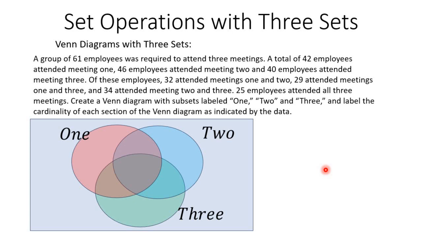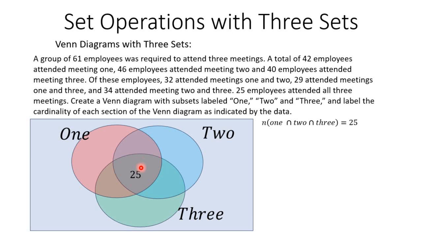The first one we should do, you always want to start in the middle, the intersection of all 3. So it says here that 25 employees attended all 3 meetings. So that means that the number of people that attended 1 and 2 and 3 was 25. I put that in the middle. And then I'm going to work on the pairwise intersections now.